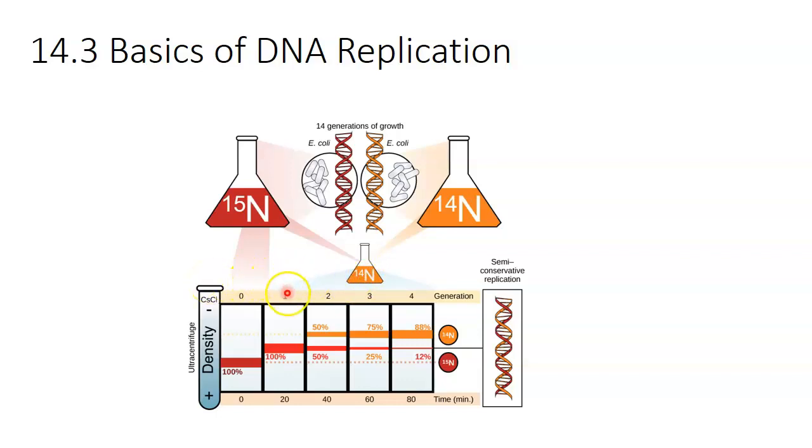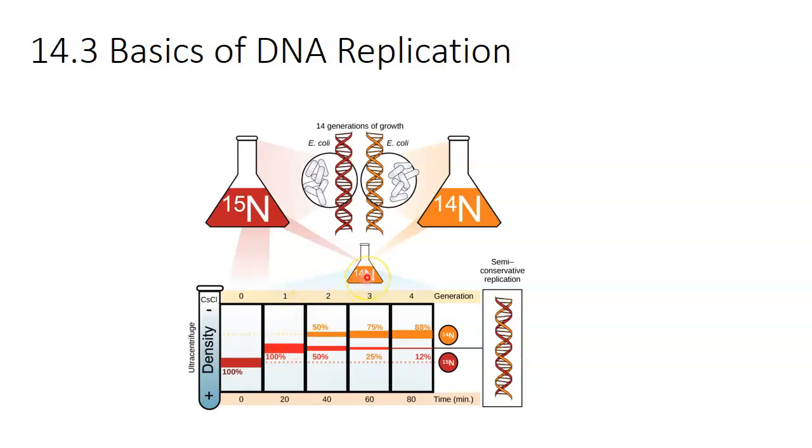So this is after one round of DNA replication. And what they found is that DNA did not go down here. Instead, it moved up. All of the DNA, they got one band, and all of the DNA was around the middle of that density gradient.